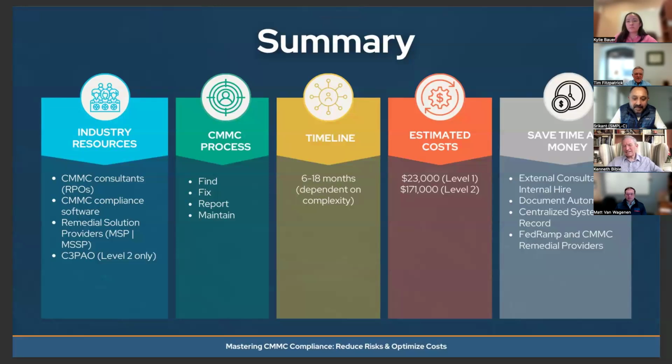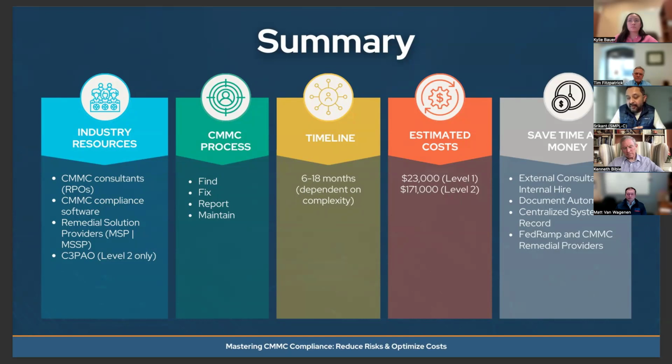Right, in a basic summary. There are industry resources out there: RPOs, the consultants, if you will; software; and remedial solutions, MSPs, enclaves. You'll hear a lot of it. And with the process being so robust, the timeline being so long and the costs, we talked about this in passing, but I wanted to save it for here.